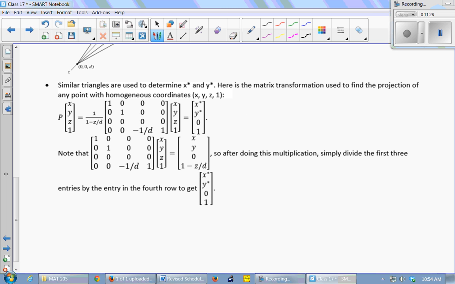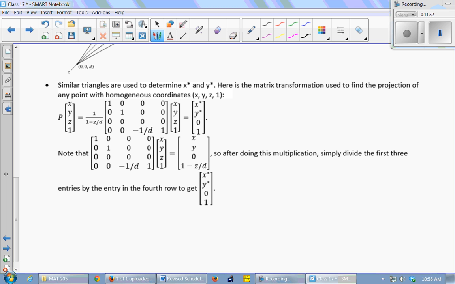Because we're dealing with 3 dimensions, a point XYZ in 3 dimensions, we're going to have to use homogeneous coordinates in order to do matrix transformations on it. So we call it XYZ1. And we want to project that point into 2 space. I just want an X star and a Y star, so I can program where on the computer screen I should plot that point for the molecule.